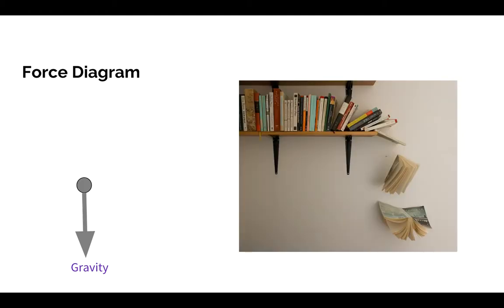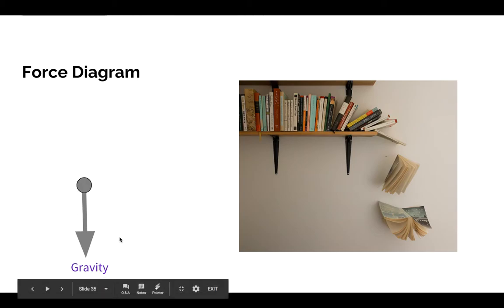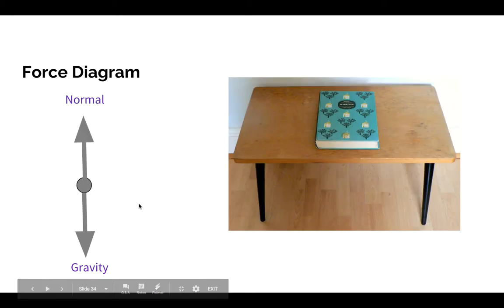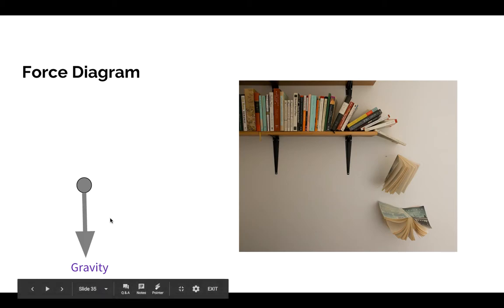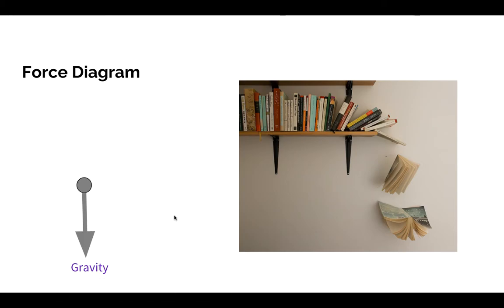So if we were to remove that normal force, all we would have is gravity downwards and causing the object to fall down. So over on this one, the forces are balanced. They are equal. So the object is not moving. Here, the object has unbalanced forces, so it's causing the object to move.